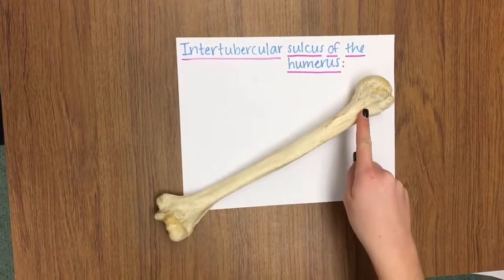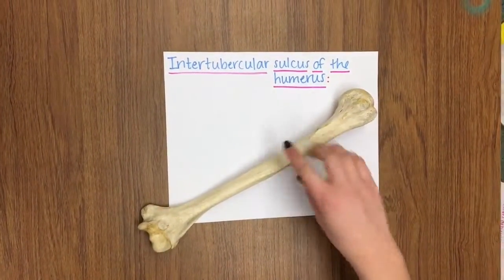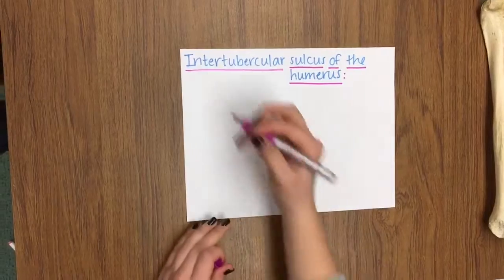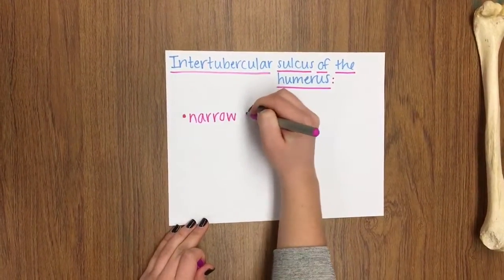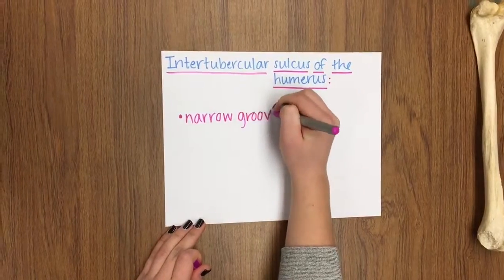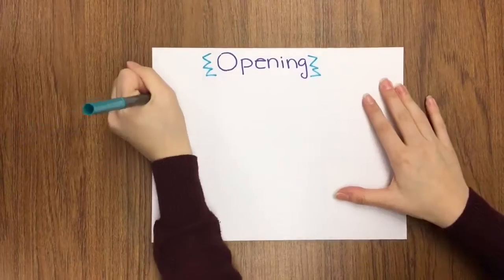Lastly, a sulcus is a narrow groove. An example is the intertubercular sulcus of the humerus, located on the proximal side. It acts as a channel for the tendon of the long head of the biceps brachii muscle and also provides attachment for the latissimus dorsi muscle.